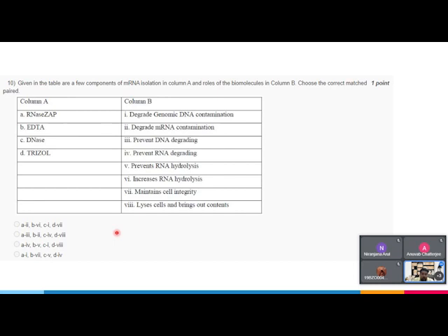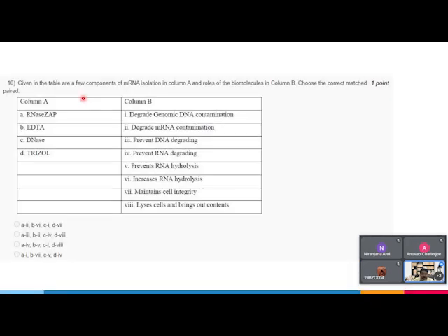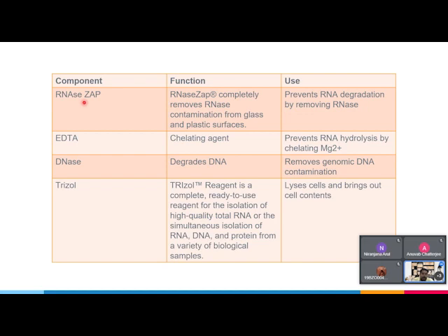Okay, so let us quickly go through what does what. During RNA extraction, as we discussed throughout the session, RNA is very labile and easily degraded. During mRNA isolation, you have to make sure there is no RNase enzyme present anywhere around, and that is done using RNase ZAP. The function of RNase ZAP is to completely remove RNase contamination from glass and plastic surfaces, which essentially prevents RNA degradation by removing RNase enzyme.